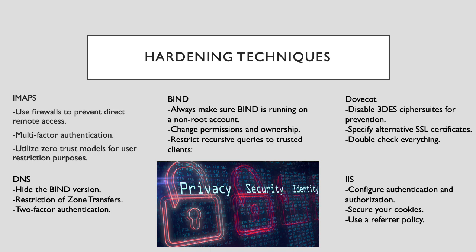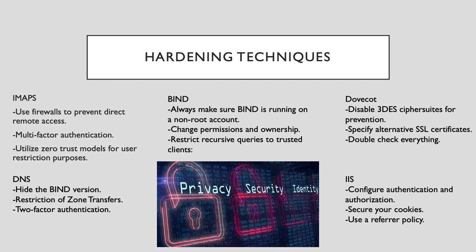Some hardening techniques of the following. For IMAPS, you may use firewalls to prevent direct remote access, which is very important because you don't want to give access to just anybody. Multi-factor authentication as well. Utilize zero trust models for user restriction purposes. On other ones that were noted, you can reconfigure email and other services to disable unauthenticated remote access. And then in really desperate measures, you should disable end-user access to legacy email services.